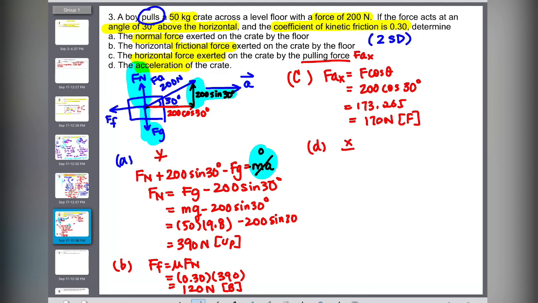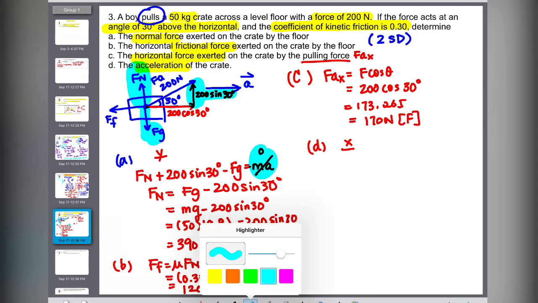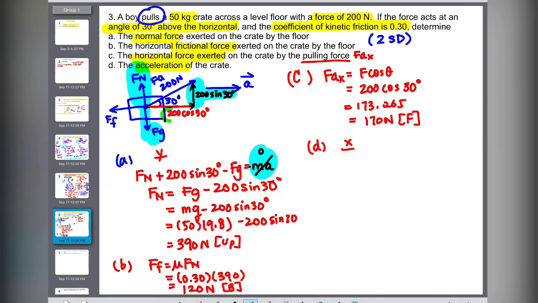Okay, part D, what is the acceleration? So now I'm studying the forces along the x. Forward minus backward, I only have two forces. I have the x force and I have the force of friction. So I have a along the x: the forward x force, which we calculated, minus the force of friction, and the net force equals ma. I always start off with that.